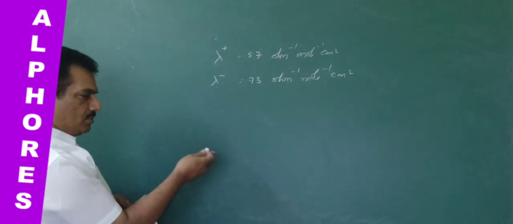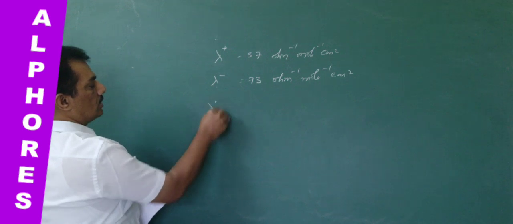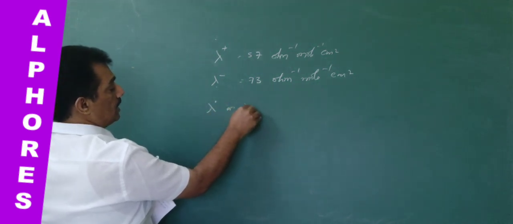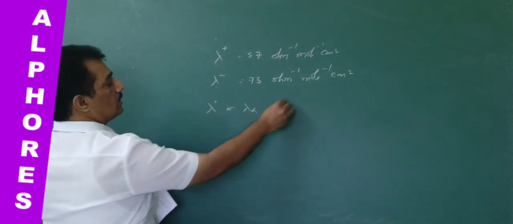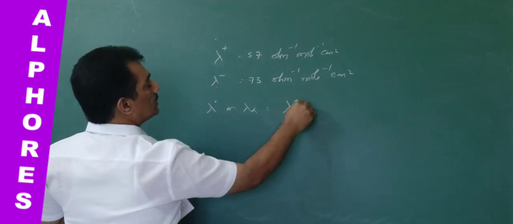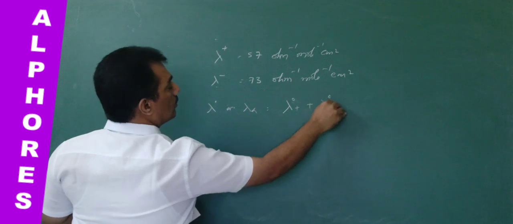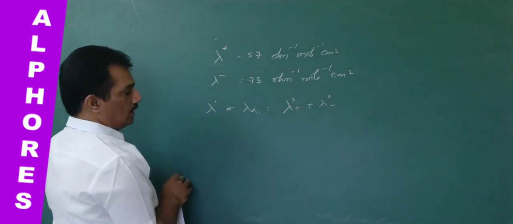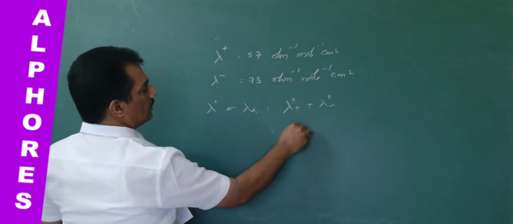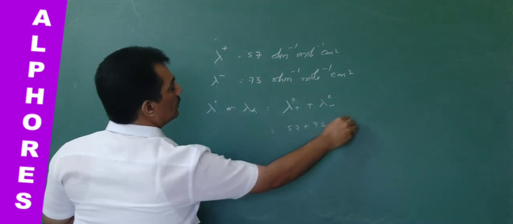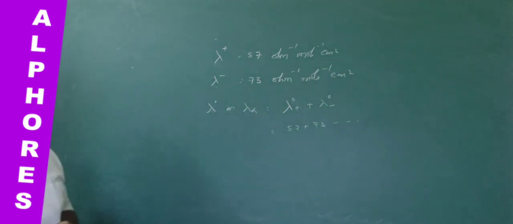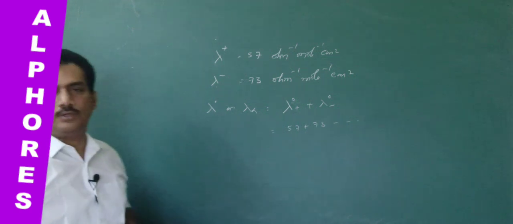Simple formula, direct application. Lambda naught or lambda infinite of the electrolyte is nothing but the sum of the conductances of these two, lambda naught plus and lambda naught minus, that is simply 57 plus 73. You will get the answer. Clear? It is the solution for the first problem.